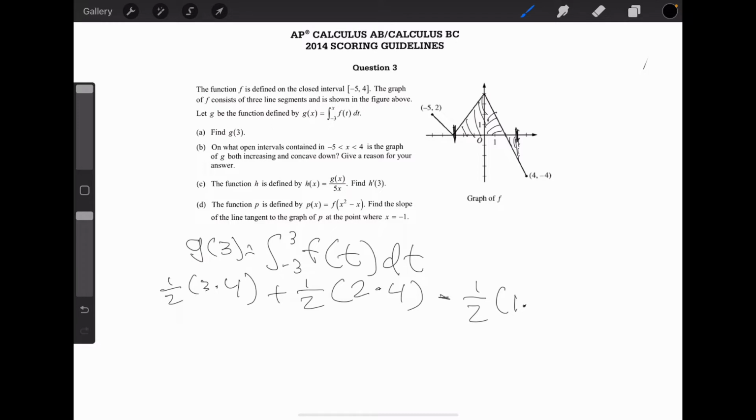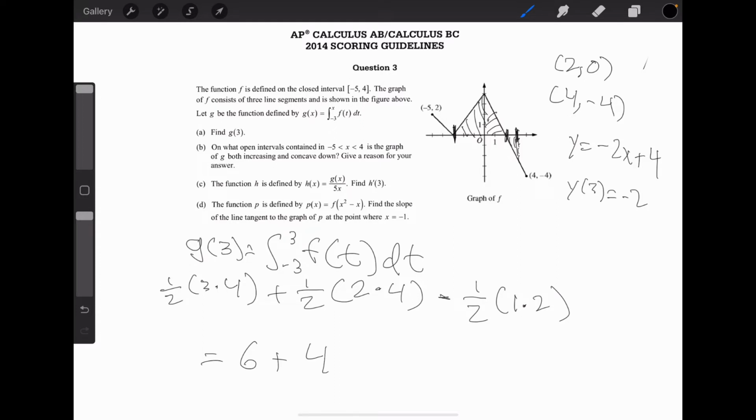Well, essentially, this line here is straight, so we can just find 2 points. We can take this point right here, which is (2, 0), and use the given point (4, -4). So we can find the equation of this line and plug in 3 to find the y value. We can use y2 minus y1 over x2 minus x1, which would lead to -4 over 2, which is -2, and then the y-intercept is 4, as you can see. So when you plug in 3, y of 3 equals -2. So the height is 2, so we can write this as this.